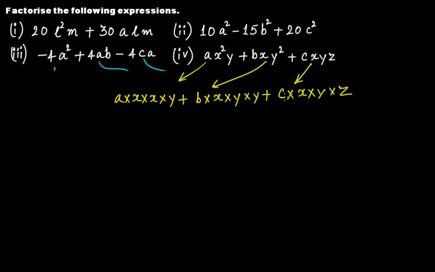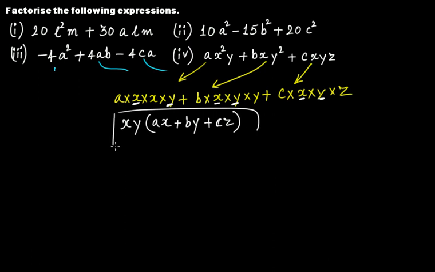So a is not common amongst these three terms. This x and this x, this y and this y, right? That's it. So xy is common, take it outside the bracket. Inside you have ax plus by plus cz. So this is the required factorization, and in all these four cases we have used factorization by the method of common factors, right?